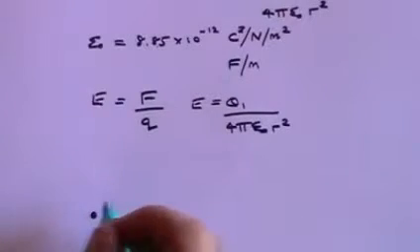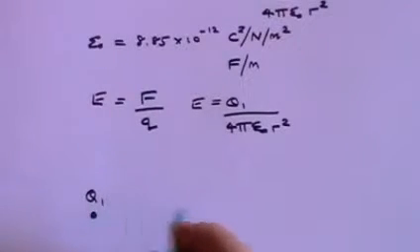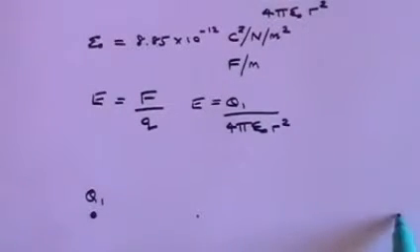So here's a main charge, which we're going to call Q1. And we have got an electron right the way out here. Let's call that infinity. And we're going to bring that charge to here.